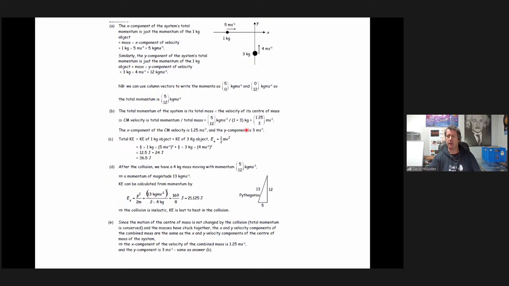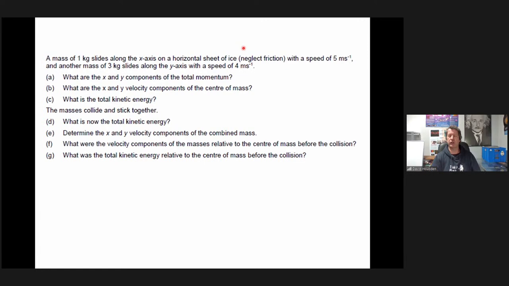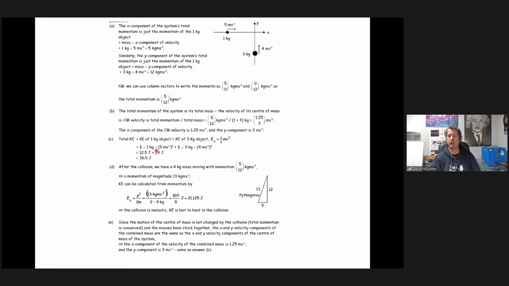We can see that the x component of the center of mass is 1.25 meters per second. So this little point here, I'm putting my pointer where the center of mass is moving at a velocity of 1.25 to the right and 3 up. It's connected to these 5 and 4s, but then obviously it's not the same. So C then asks, what's the total kinetic energy? Well, that's a very simple problem because we know the velocities, and we can work it out, 36.5 joules.